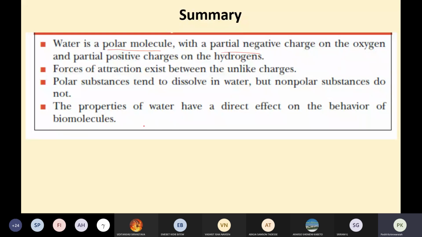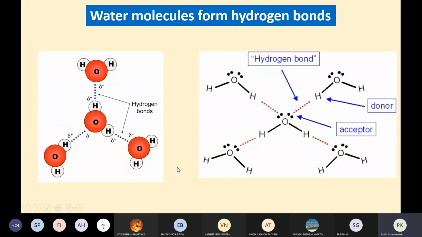And the properties of water have a direct effect on the behavior of biomolecules, as I already said, that water aids in the folding of biological molecules, forming the three-dimensional structure of the protein. And so this is about this one.